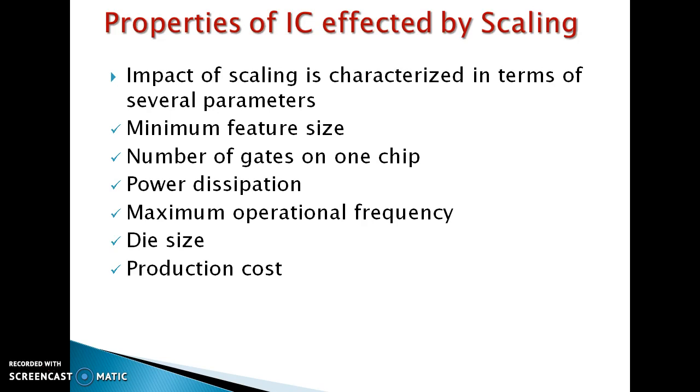Power dissipation. Obviously the power dissipation is also going to be reduced because of the scaling. Maximum operational frequency. This is going to be increased because of the shrinking of the MOSFET, as more MOSFETs can be accommodated on the chip. So the distance between the MOSFETs is going to be reduced, so the frequency is going to be increased. And the die size, finally the die size is going to be reduced a lot. Production cost also reduces because more chips can be made at the same time.